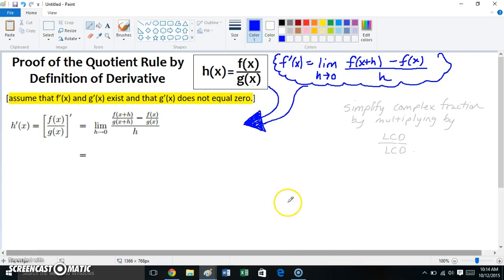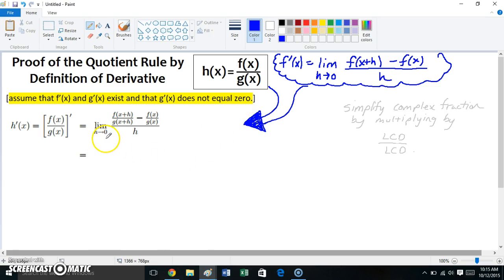In this video, we're going to look at the proof of the quotient rule by the definition of derivative. So here we have h of x is f of x divided by g of x. Recall that the definition of derivative is a limit as h approaches 0 of f of x plus h minus f of x all over h.